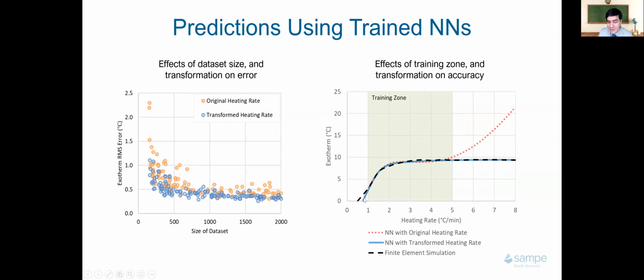The dashed black line is the finite element prediction. It says this is the exotherm you have in the given heating rates. The blue line is the predictions of a neural network which were trained on both virtual data and theory. It mimics the finite element perfectly. But here's the catch. All of these neural networks were trained only from the range of the heating rate given in this green zone, which is between 1 to 5 C per minute. They never saw any data beyond that zone.